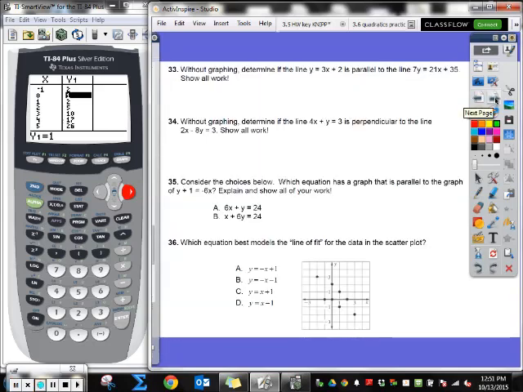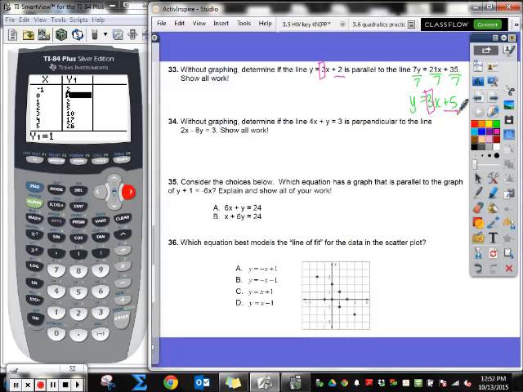On 33, without graphing, determine if the line is parallel to the other line that's given. So they have to be in the same form first. So we have y equals 3x plus 5. So if we check, our slopes are the same. Our y-intercepts are different. So yes, they are parallel.